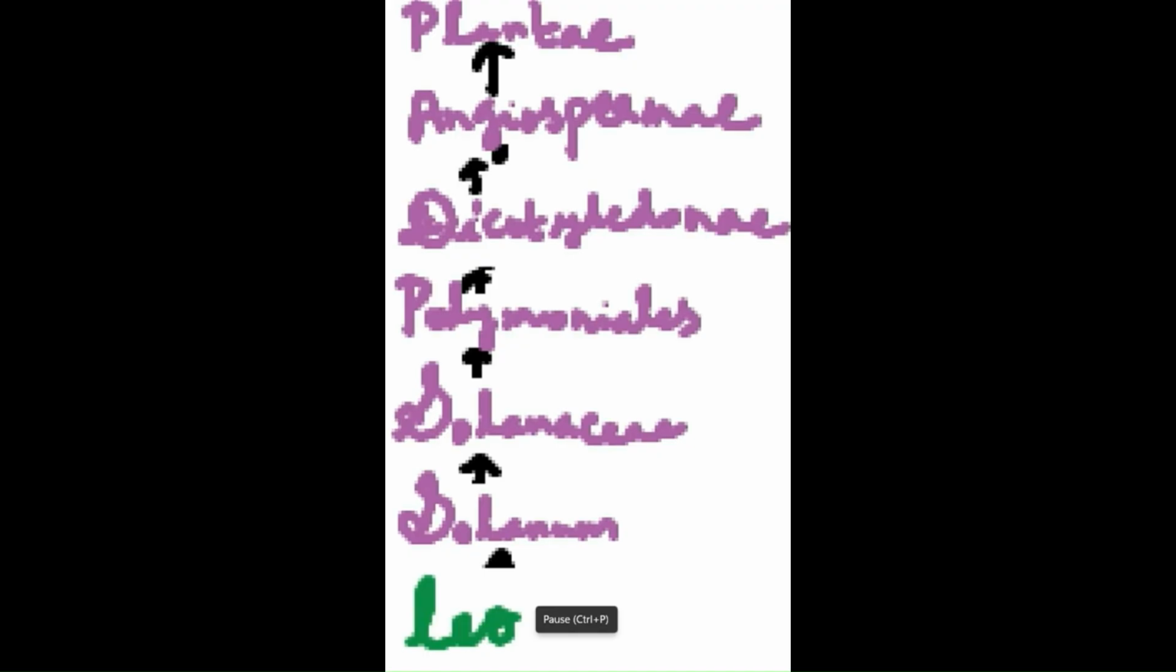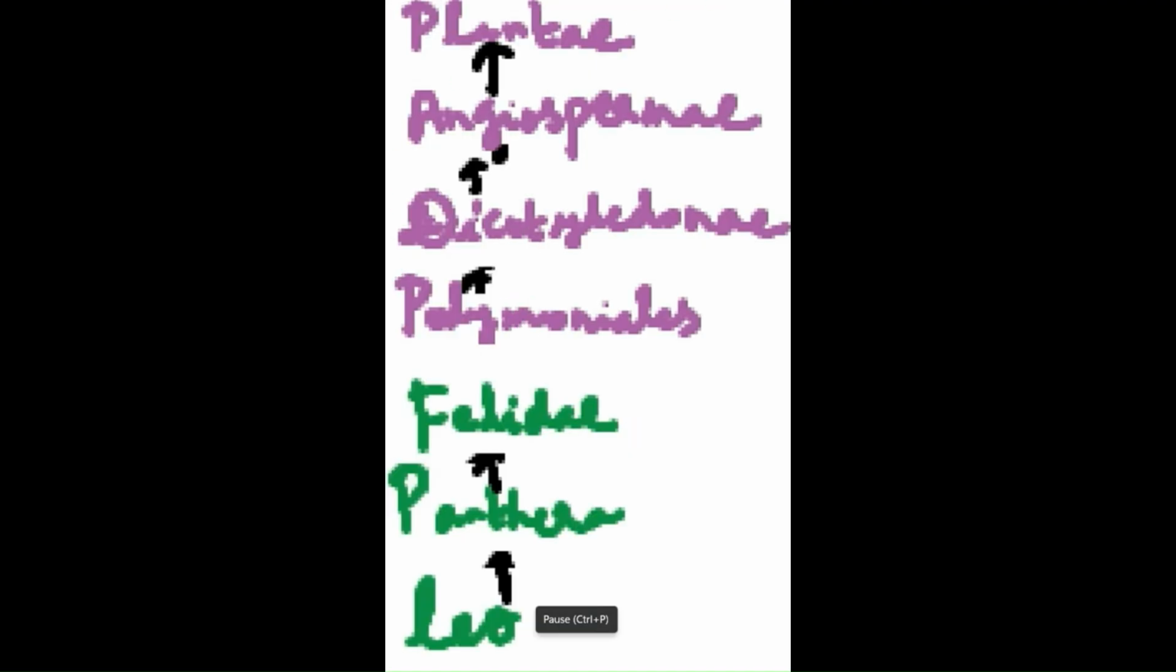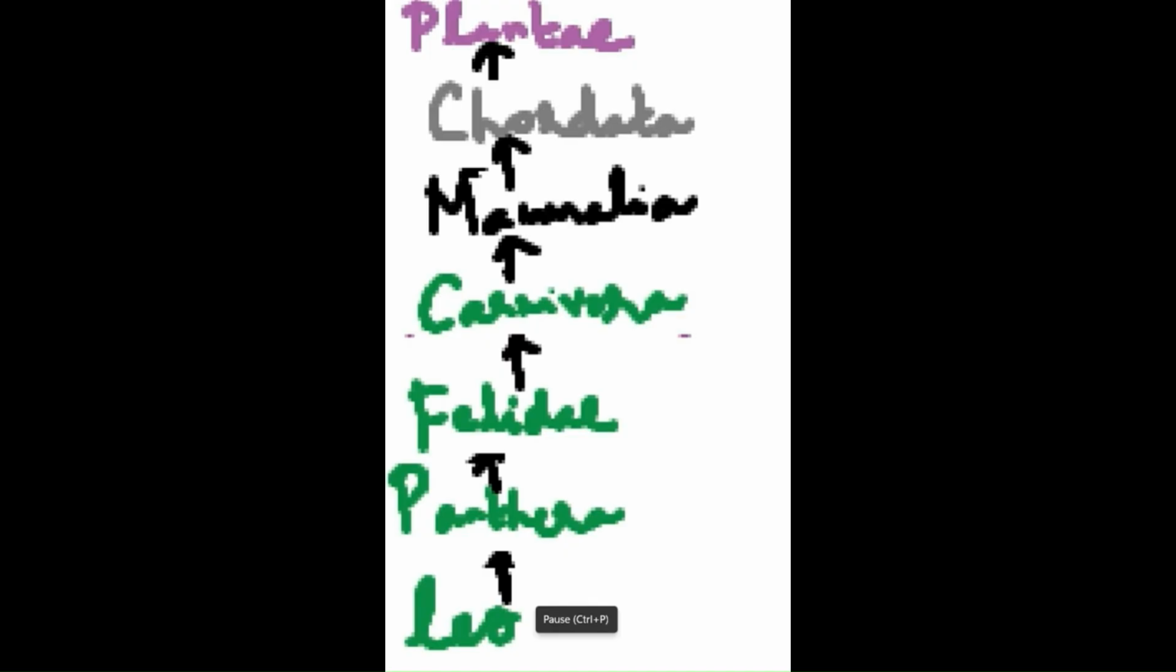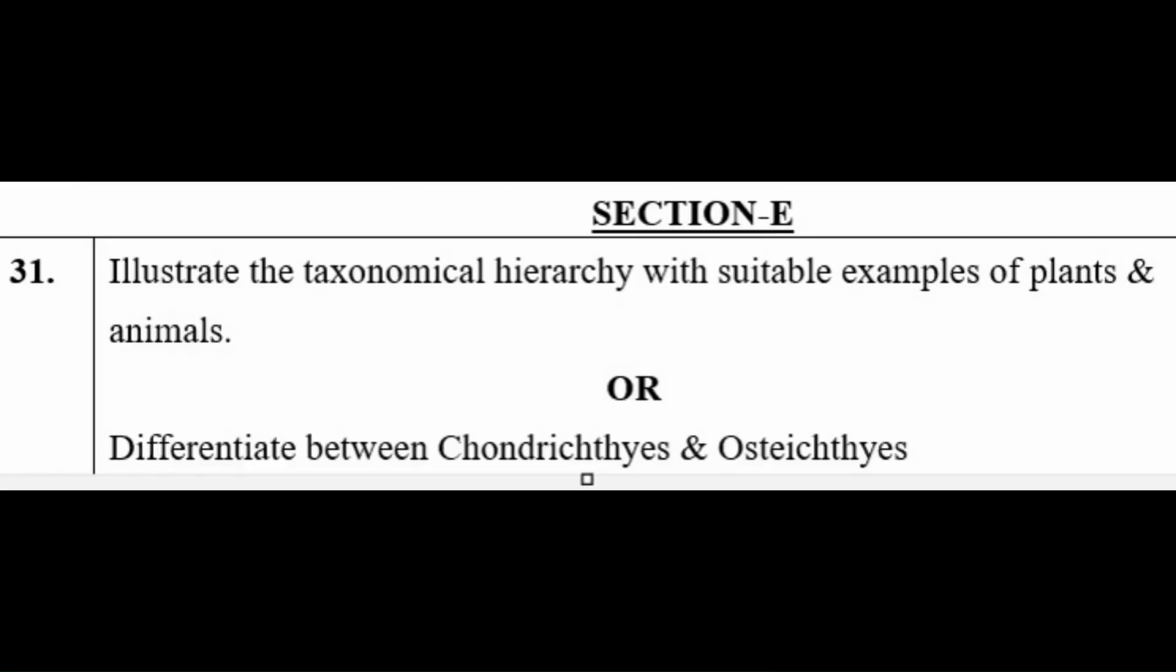And if you see the animals, species leo belongs to genus Panthera, family Felidae, order Carnivora, phylum Chordata, and kingdom Animalia.